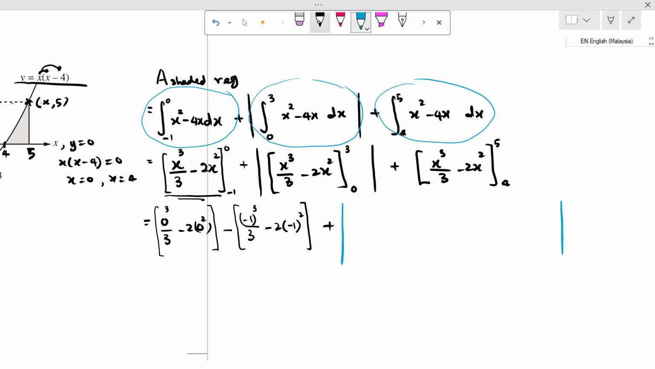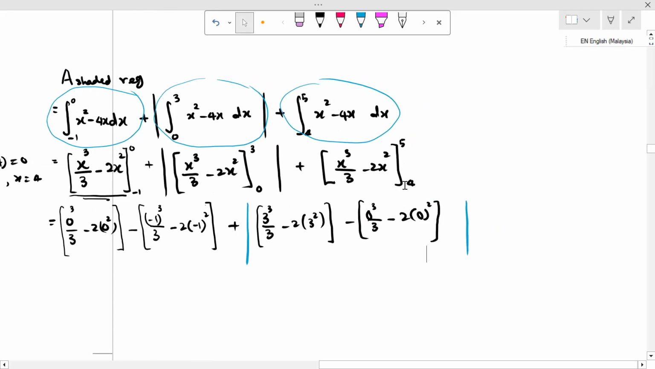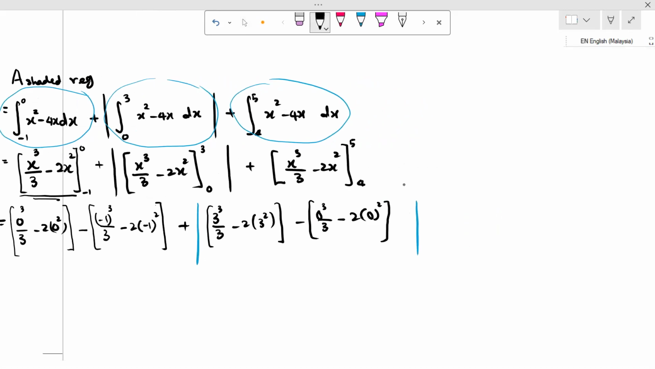Okay? So substitution. 3 to the power of 3 over 3 minus 2 times 3 squared. Then minus 0 cubed over 3 minus 2 times 0 squared. I know it's 0, but better show the marker that you are substituting into the function. The very troublesome one, okay?